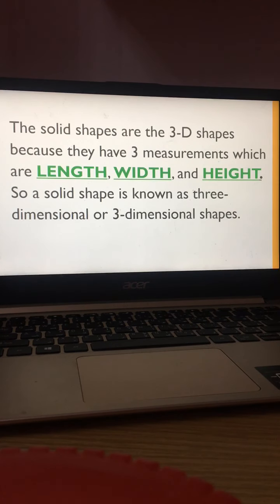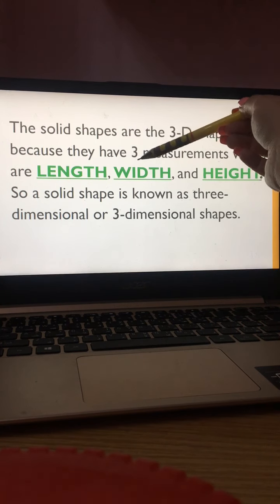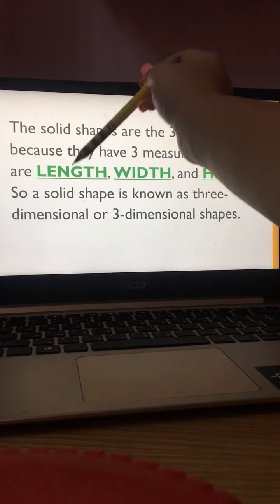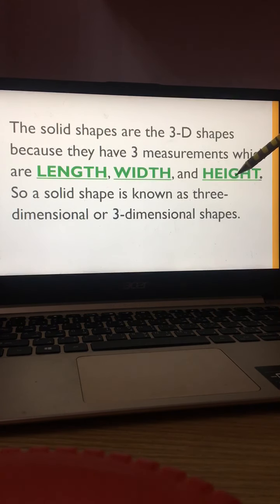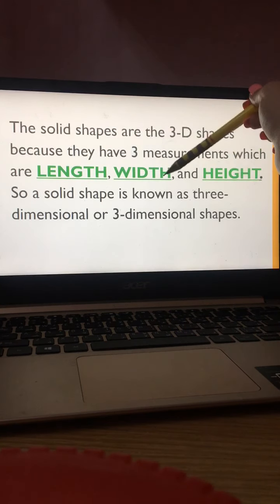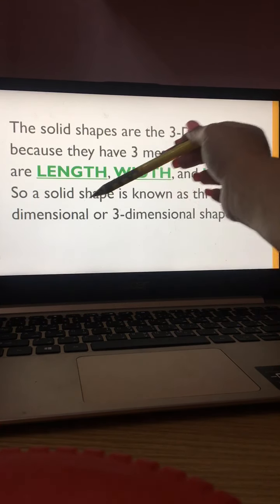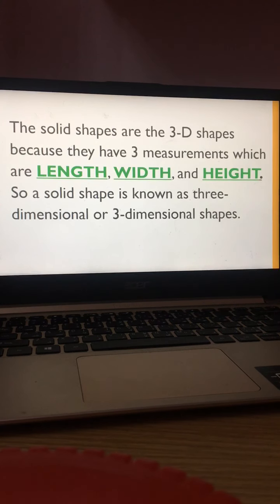Now, we're done talking about the 2D shapes. Let's move on and talk about the solid shapes. What are the solid shapes? Solid shapes are the 3D shapes because they have three measurements, which are length, width, and height. So a solid shape is known as a three-dimensional shape.